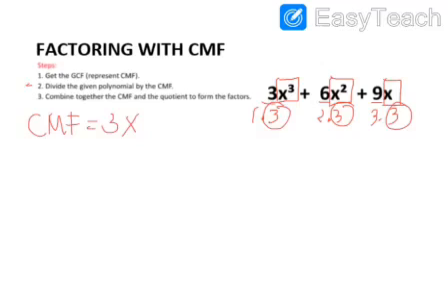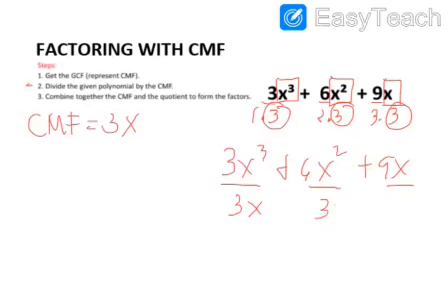Step 2. Divide the given polynomial by the CMF. So just copy 3x cubed plus 6x squared plus 9x. Divide it by our CMF, which is 3x. Then divide. So 3 divided by 3, the answer is 1. x cubed divided by x raised to 1 is x squared. So, remember the rule of dividing variables. All we need to do is to subtract their exponents. Next, copy the sign between them and then divide the second term.